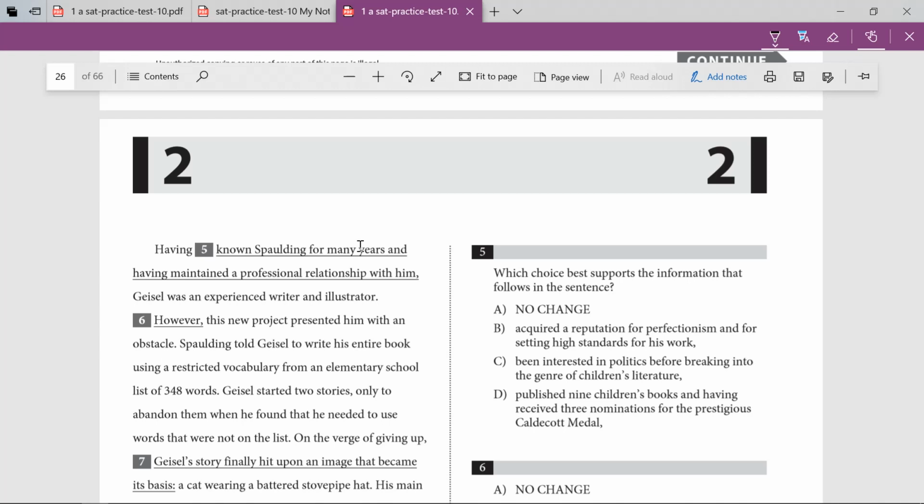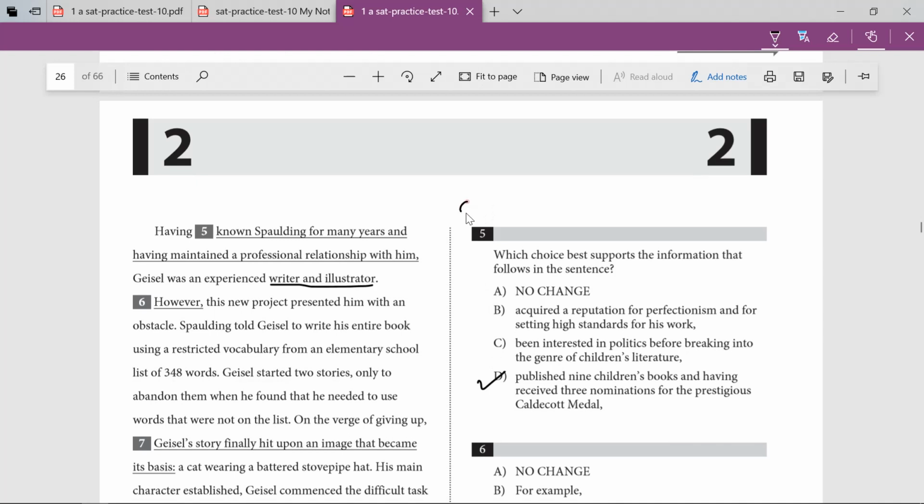Geisel was an experienced writer and illustrator. So these are some qualifications of Geisel. He was an experienced writer and illustrator. So how can he be an experienced writer and illustrator? He must have done that kind of work, acquired a reputation of perfectionism for setting up standards for his work, being interested in politics, published nine. Yeah, this makes sense. This guy published nine children's books and received three nominations. So if somebody has published books, he would be a genius or an experienced writer. I'll go with D.